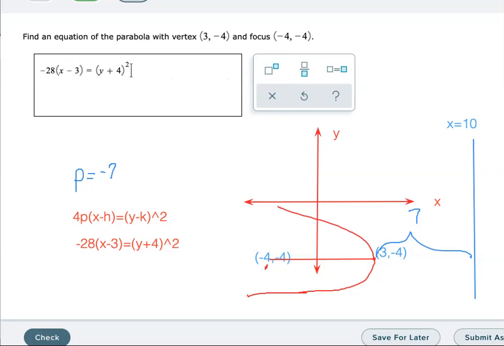When we substitute in 3, we get 3 minus 3, which is 0. And then when we plug in -4, we get -4 plus 4, which is 0. So we get 0 equals 0, so we know that point is on the graph. And then it opens to the left, so we know that the coefficient of x should be negative. And p is -7, and so 4 times p is how we got the -28. The x minus 3 is what's linear because it's a horizontal parabola.